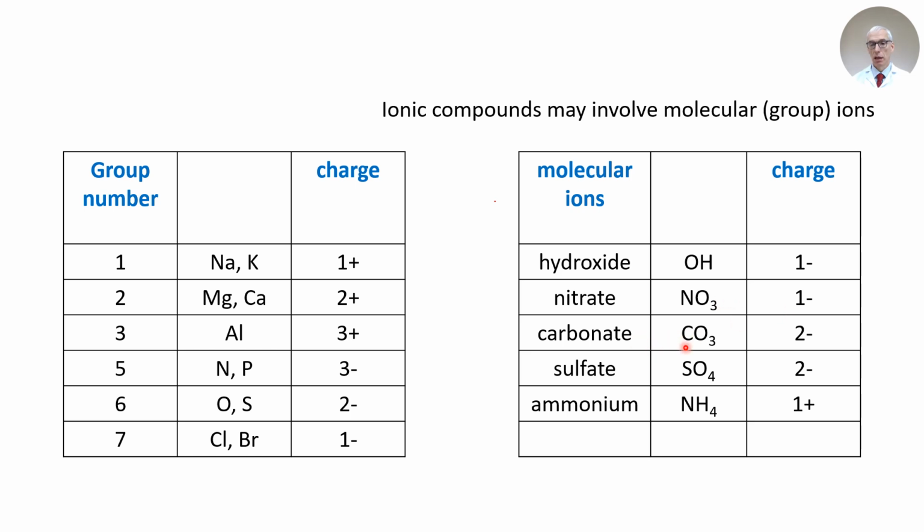Carbonate, 1 carbon, 3 oxygens and a 2 minus charge. Sulfate, 1 sulfur, 4 oxygens, 2 minus charge. The ammonium is the only positive molecular ion, NH4, 1 plus. There is no alternative at GCSE to learning these by heart. So hydroxide, OH 1 minus, nitrate, NO3 1 minus, carbonate, CO3 2 minus, sulfate, SO4 2 minus, ammonium, NH4 1 plus.